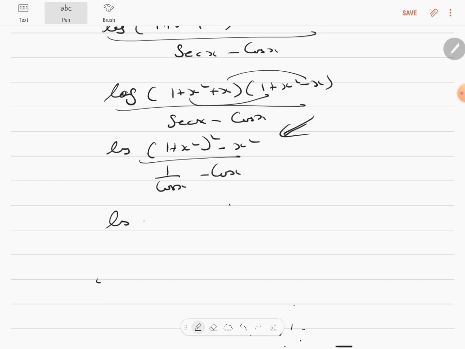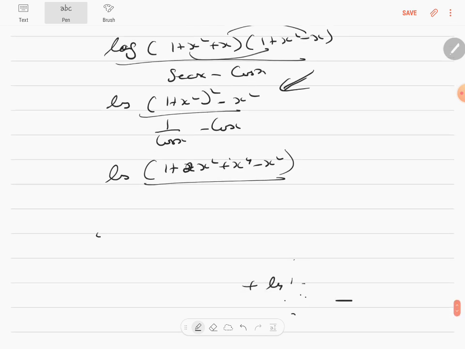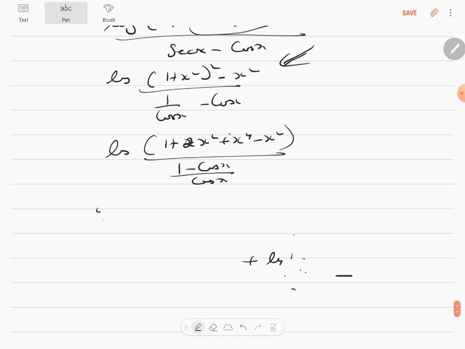So it's log of, when I expand this, it will become 1 plus x square plus x to the power 4 minus x square, which is solvable, and you have 1 minus cos x by cos x. Log of this itself is solvable, and so it's 1 plus x square plus x to the power 4 by 1 minus cos x, can we say 2 sin square x by 2, by a cos x, which is remaining.